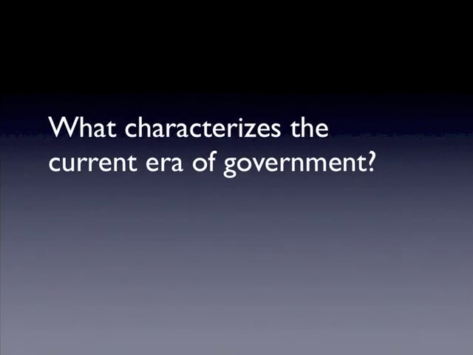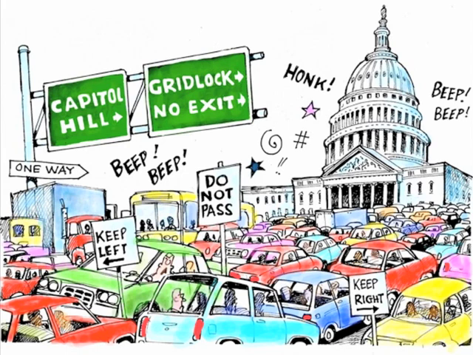What characterizes the current era of government? The start of a new era, the era of divided government. Since 1968, neither Republicans nor Democrats have dominated the presidency, and Congress has often been controlled by the opposing party. Divided government can create gridlock, making it very difficult to pass new legislation.